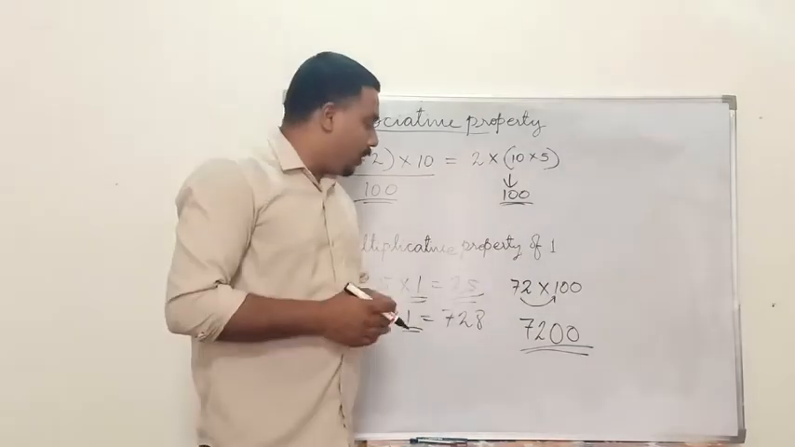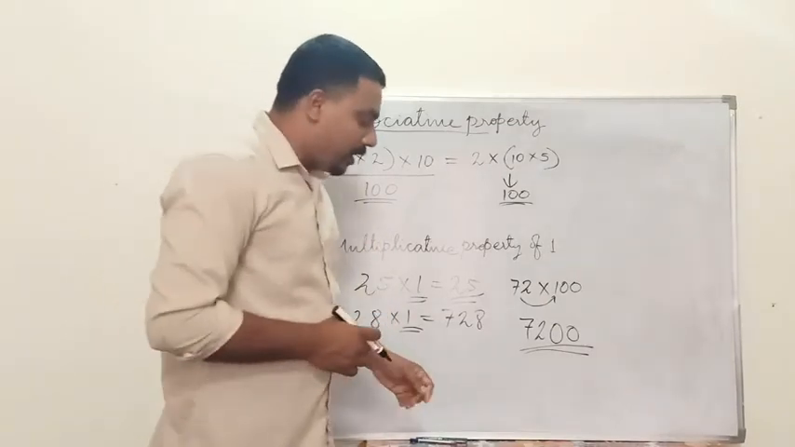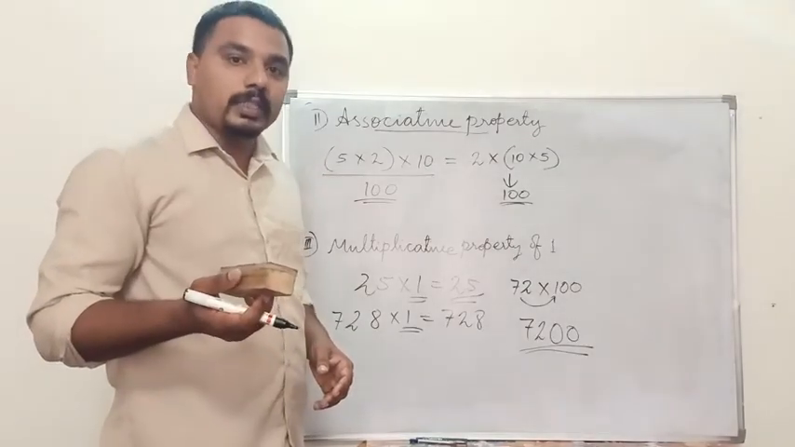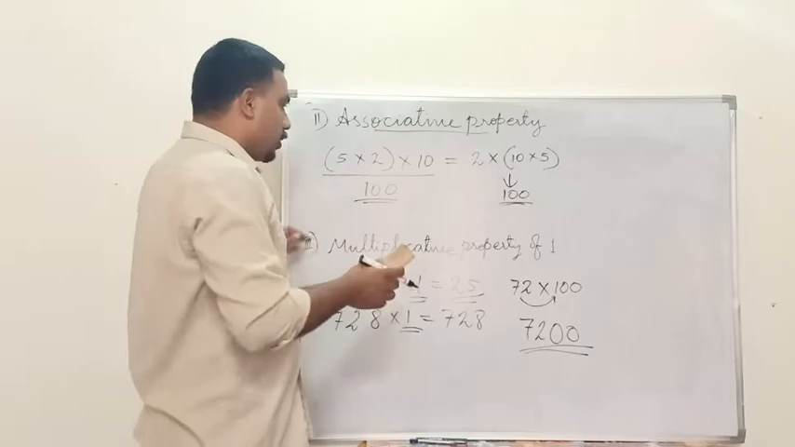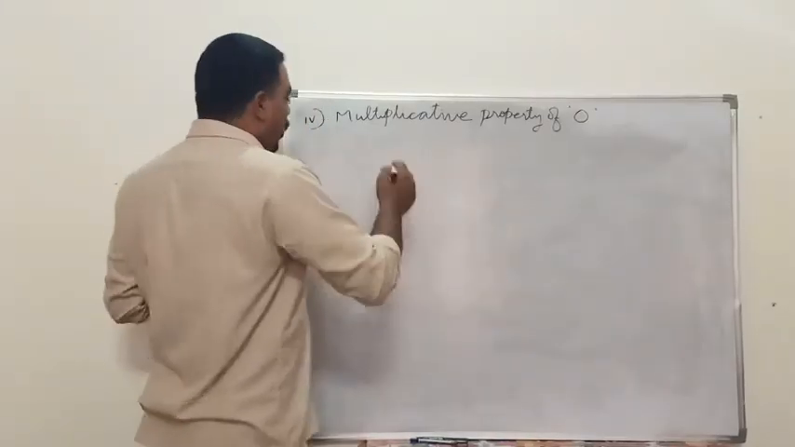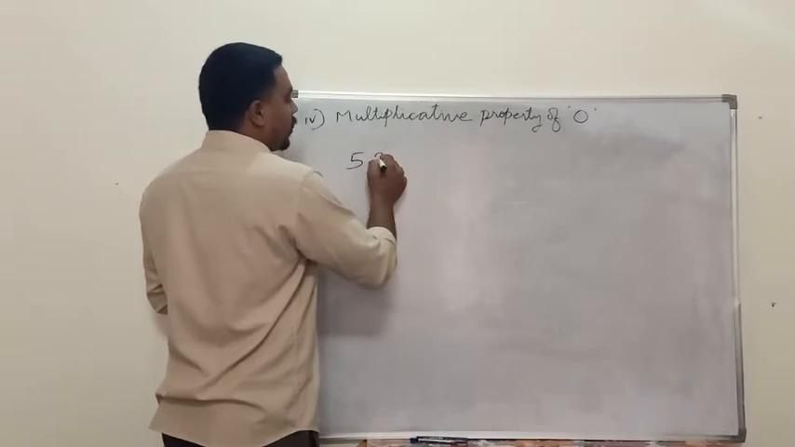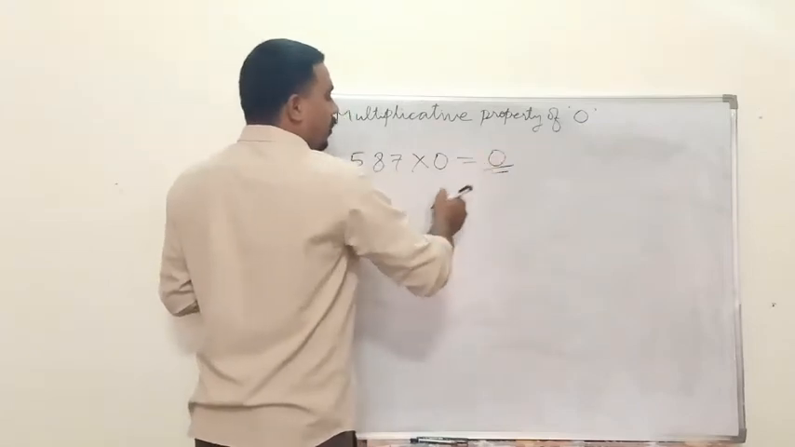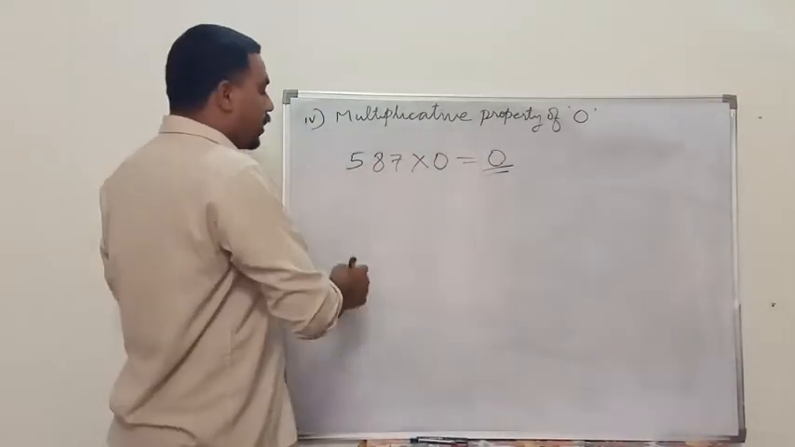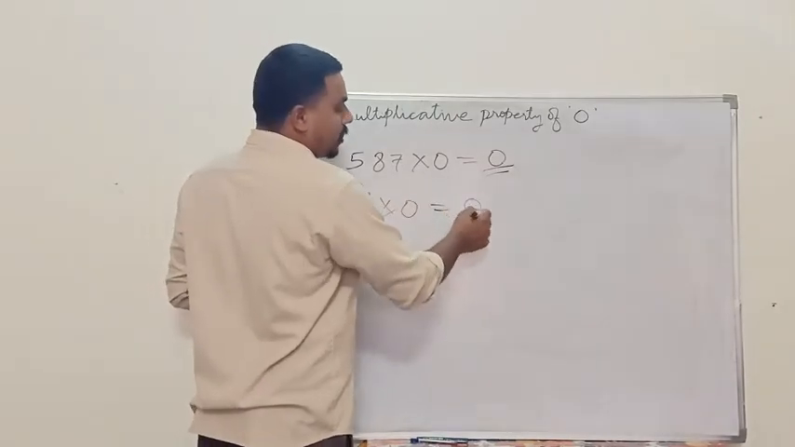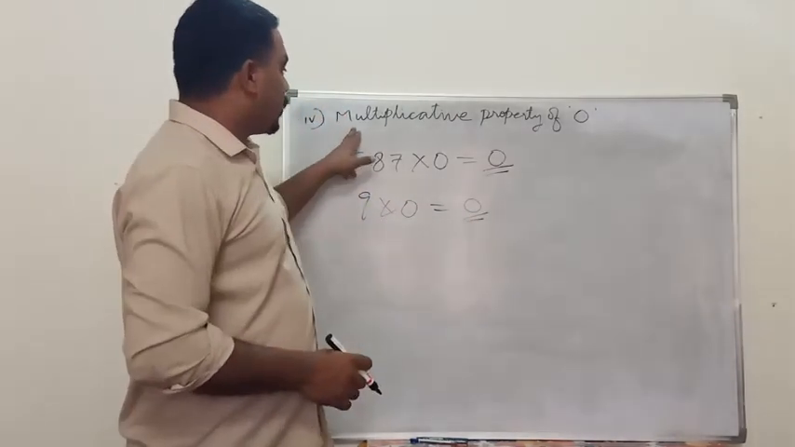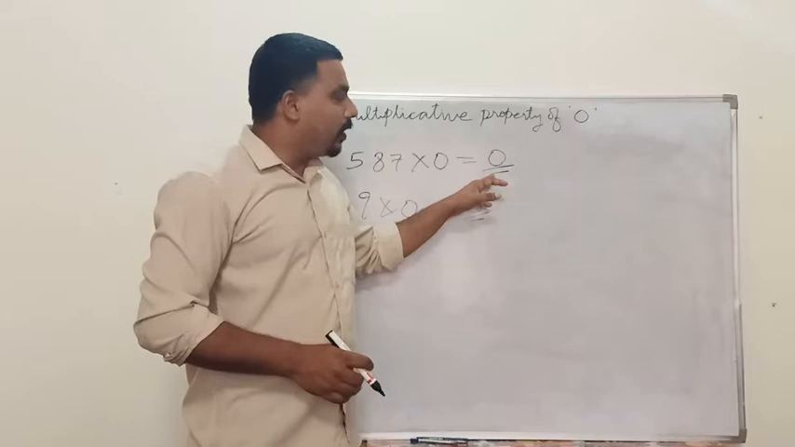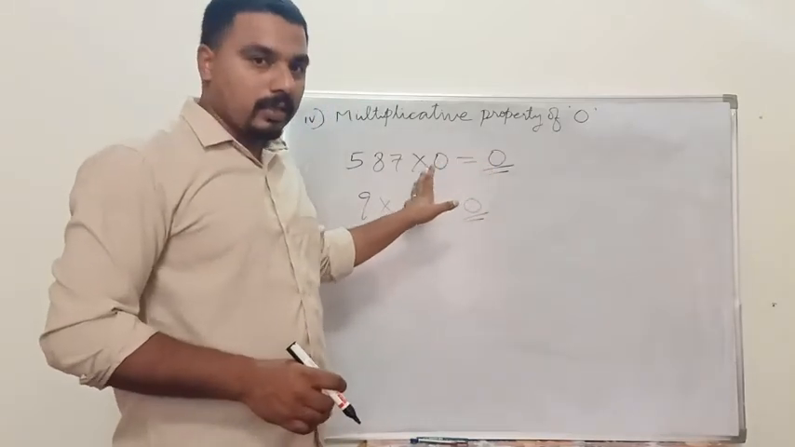The next one is the multiplicative property of 0. What is multiplicative property of 0? When we multiply any number by 0, we will get the product 0 only. That is meaningless. See one example. 587 into 0 is equal to how much? 0 only. When we multiply any number by 0, we will get 0. 9 into 0 is equal to how much? 0 only. Okay. So as I said, the multiplicative property of 0 means when we multiply any number by 0, we will get 0 as the product. Clear? Okay.